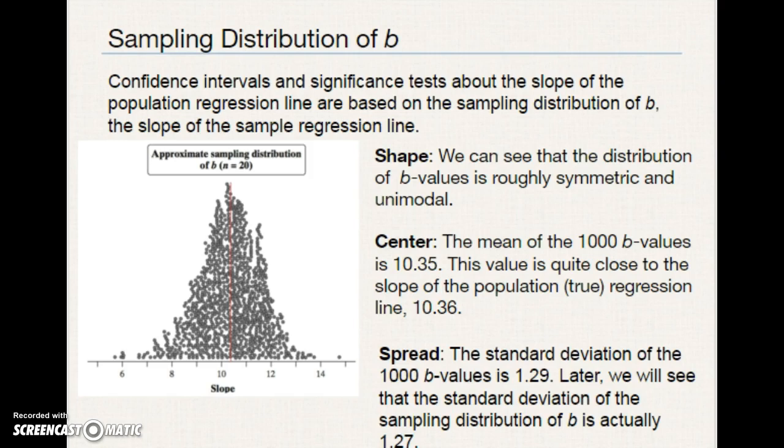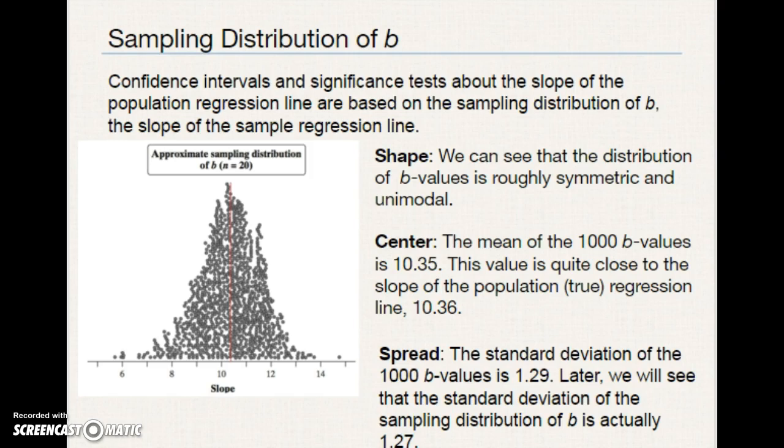And if we decided to take, again, and look at the shape of all the slopes, we can see that the distribution of all the slope values, or b values, is roughly symmetric and unimodal from the picture. If we decided to find the mean, again, it says I took 1,000 samples of size 20, we come up with that the b-value, or the slope average, is 10.35.